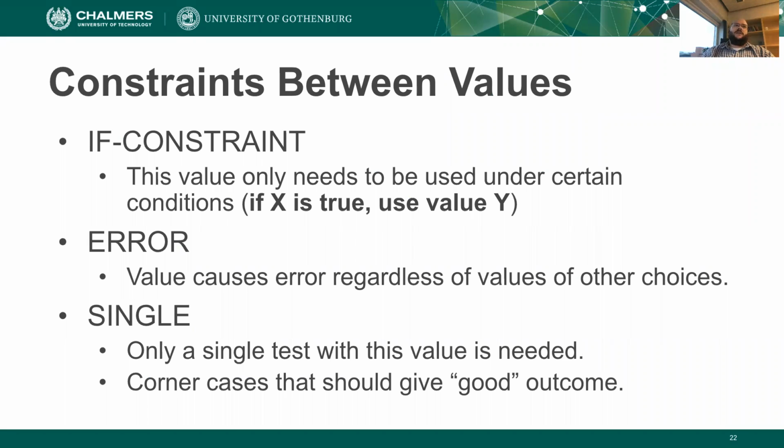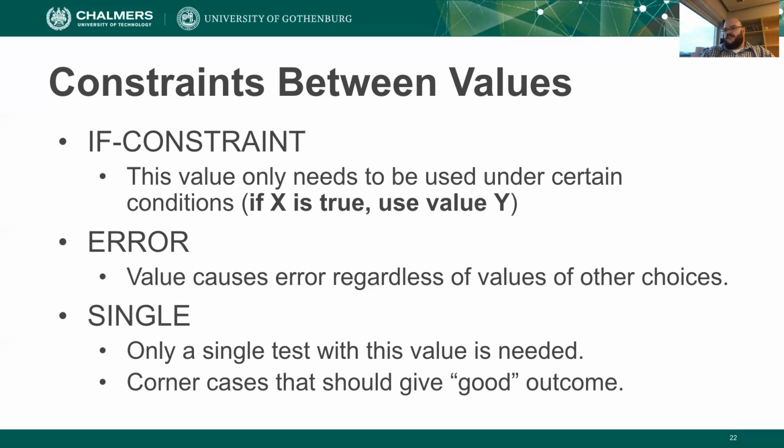Okay. Error constraints are where we note that choosing this value is going to cause an error to occur regardless of what we choose for the other options, right? So no matter what we choose for other options, choosing this value means that we get an exception or we get a particular outcome that's dictated by making that particular choice. And so we don't need every combination of values for all choices that include this particular value. Just one test with this error-inducing value should be plenty for us.